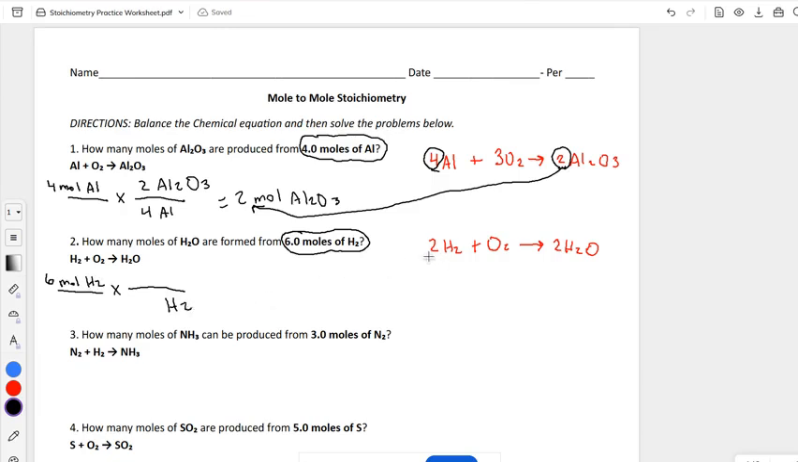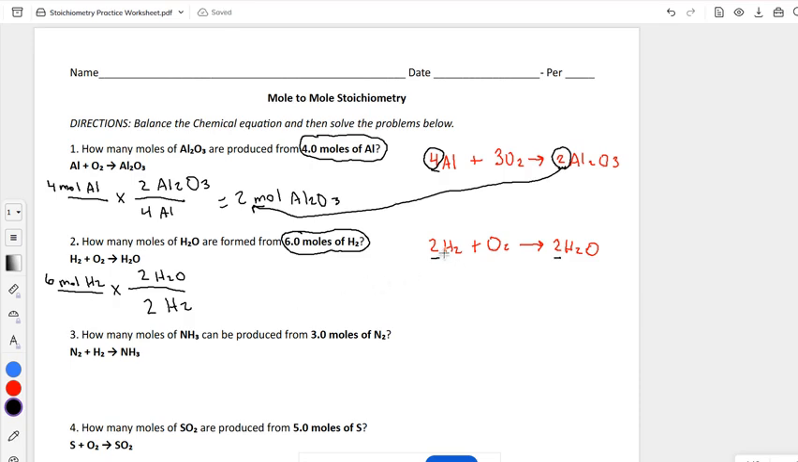And how many moles? What's the mole ratio? 2. So it's going to be 2 H2. And now what's the ratio for water? Oh, it is also 2. The ratio is 2 to 2, which equals 1. 2 H2Os will be on the top because that's what we want.